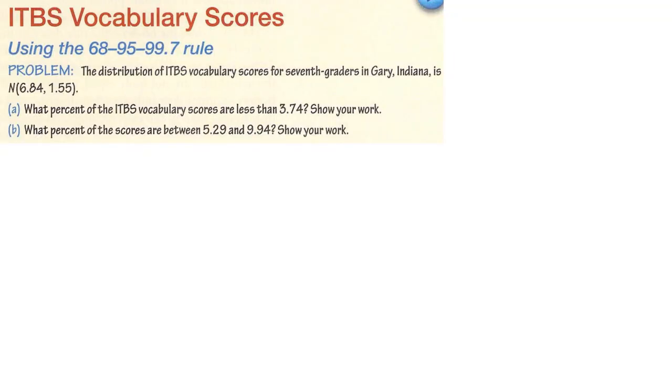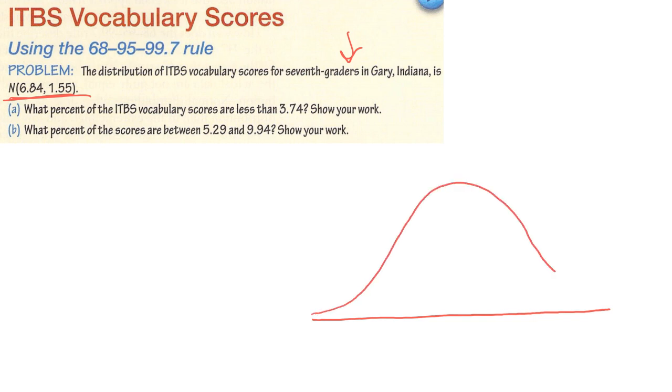So let's look at how we could apply this rule to solving, for instance, a problem like this, with this distribution of these vocabulary scores for 7th graders in Gary, Indiana. Okay, it tells you here that it is normal, so that's important. Okay, you'll notice they've got their capital N in there, and then it just says 6.84 and 1.55. Well, based off of our notation that we used before, remember that's going to represent our mean and our standard deviation. So we're going to sketch this curve out. Okay. You'll get better at it the more you do it. So we're going to have 6.84 is going to be here.